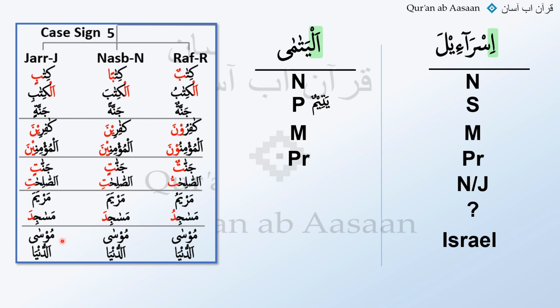And what is the case sign here? What do you think it matches with in the chart? We've already done it last time. It's a Musa type word. So the case sign would be Raf, Nasb, Jar. Beautiful. Raf, Nasb, Jar. And then question mark. And the translation is the Yatama, or the Yateems.